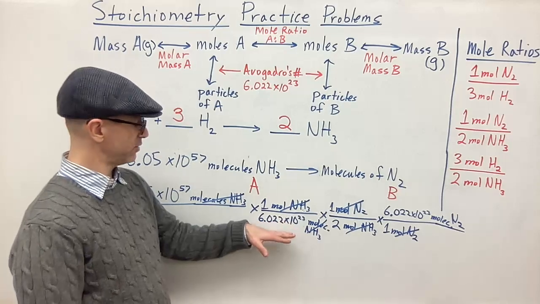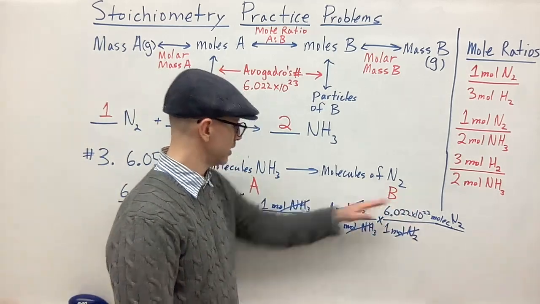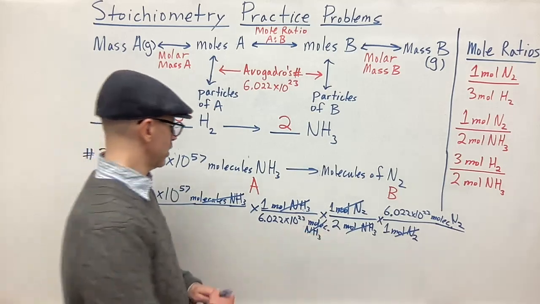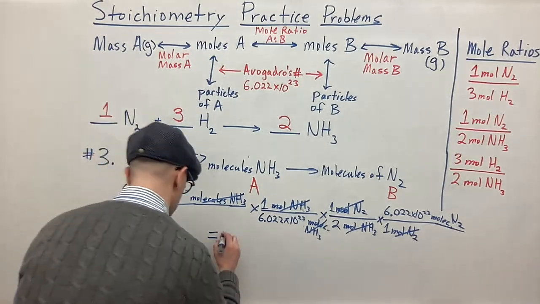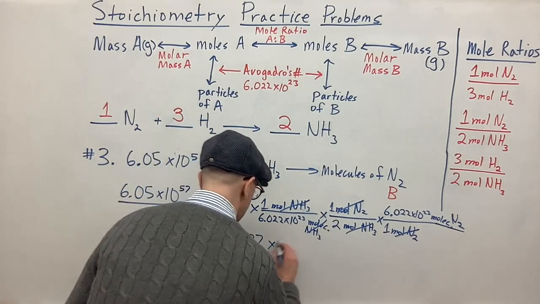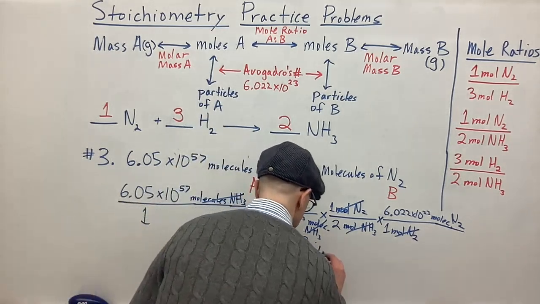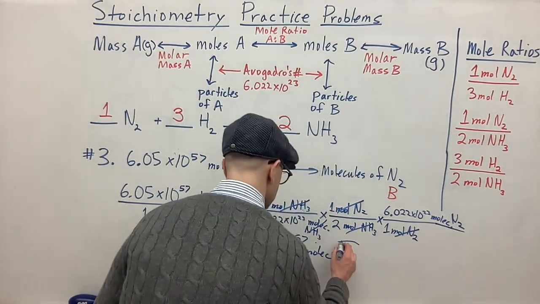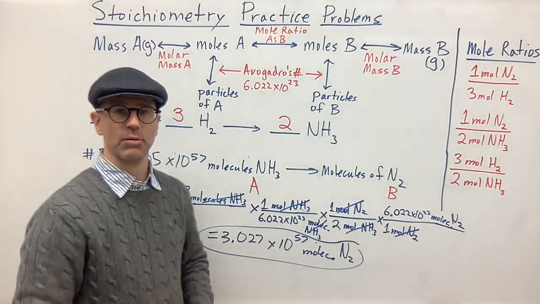Or you could see that I have 6.022 times 10 to the 23rd on the bottom here, and I have it on the top there, so those numbers are going to cancel out. So it ends up being this number divided by 2, which when you calculate that out becomes 3.027 times 10 to the 57 molecules of N2. So that would be the answer to this problem here.